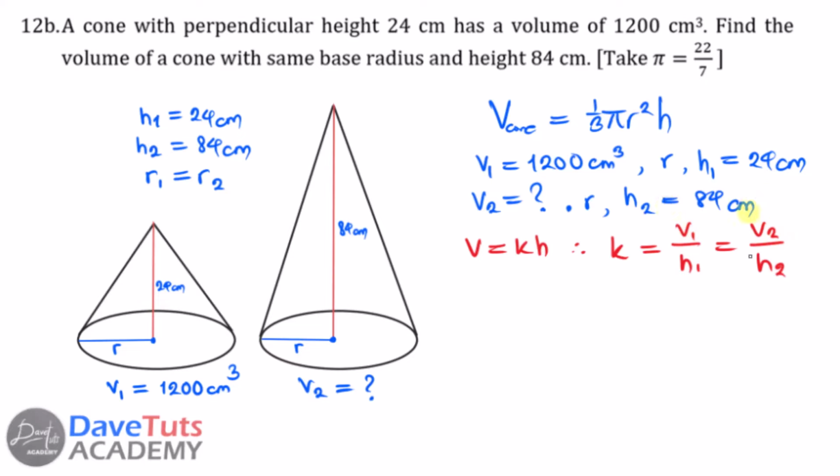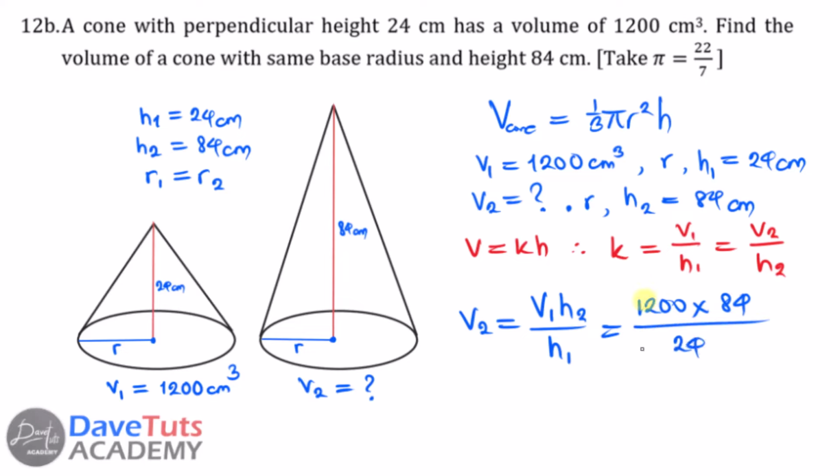So to solve this, we just cross multiply such that v2 is going to be v1 h2 over h1. That's what we're going to get if you cross multiply. And we have all of these parameters given already. v1, we have it as 1,200 centimeter cube. Then h2, now you need to be careful, it's h2 not h1. h2 is 84, and then h1 was given as 24 centimeters.